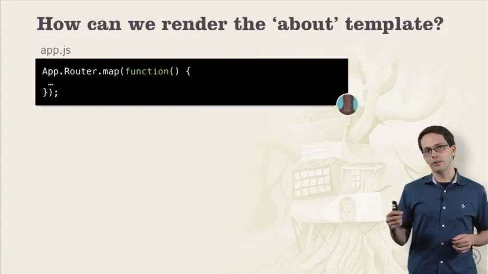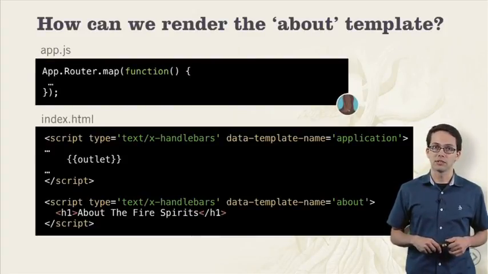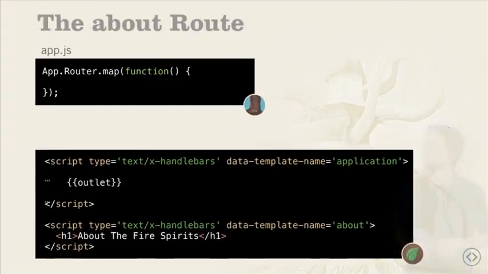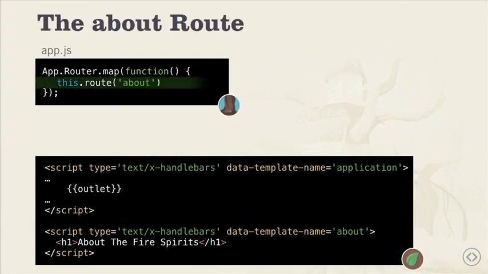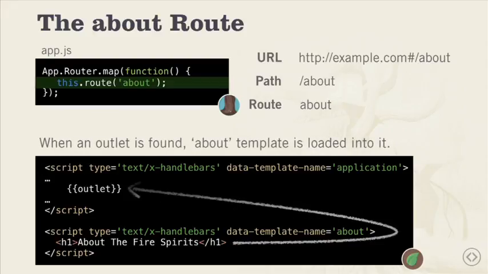So what do we need to add to the router when our browser goes to visit the About page and we want to render out the About template? To do this, we write this.route and send in the About string as an argument. What this tells our application is that when our browser visits the About path, we want our Ember application to render the About route. And thus, when an outlet is found inside of our application template, to go ahead and load the About template inside of it.